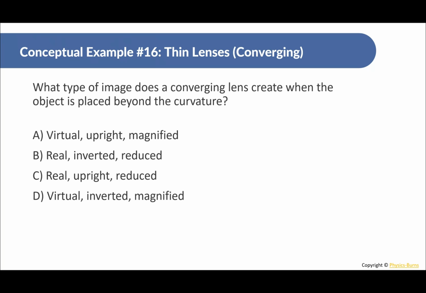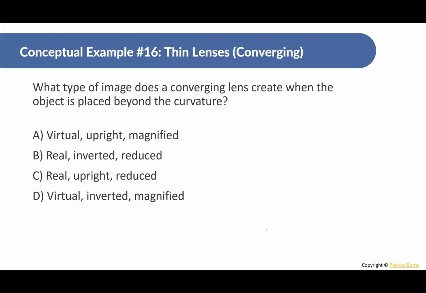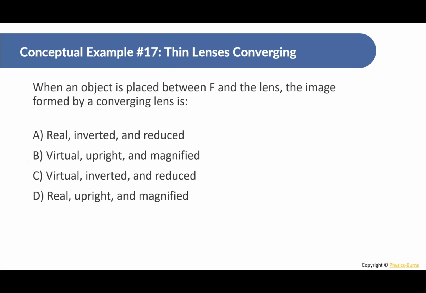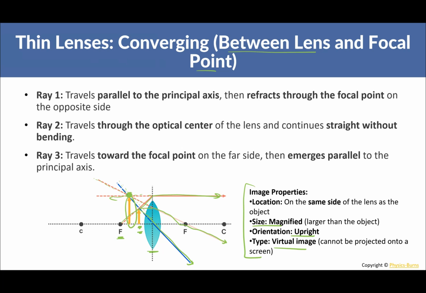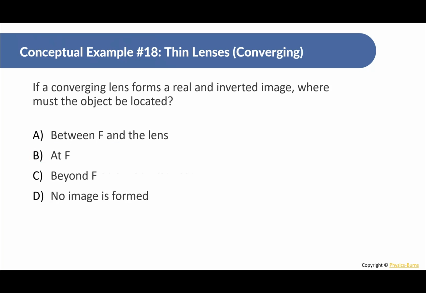What type of image does a converging lens create when the object is placed beyond the curvature? So we just did this one. This kind of tells us all what it is right now. But you can draw it again and see. But the answer is going to be real, inverted, and reduced. Okay, moving on. When an object is placed between F and the lens, the image formed by a converging lens is blank. Again, we talked about this. This one right here. So we know the answer again is going to be virtual, upright, and magnified. So it's going to be B.